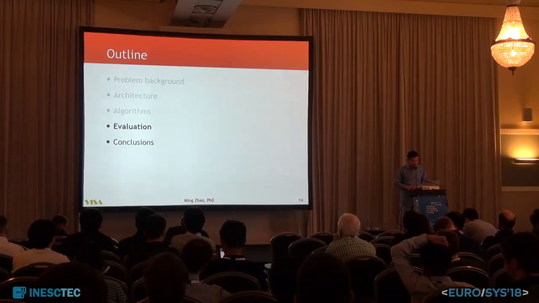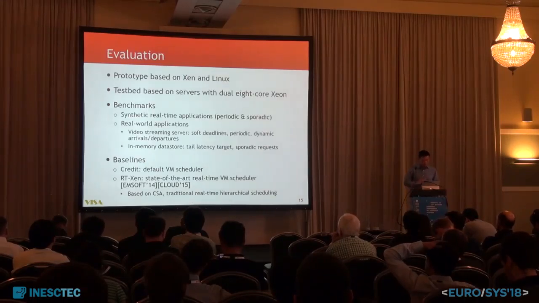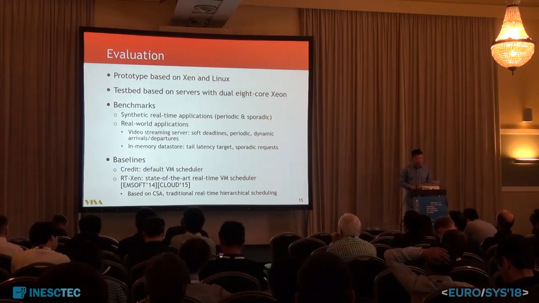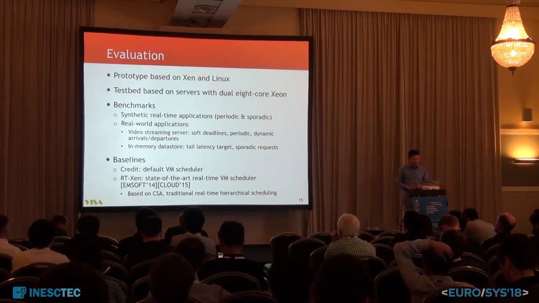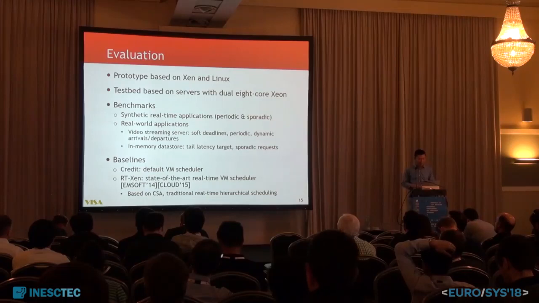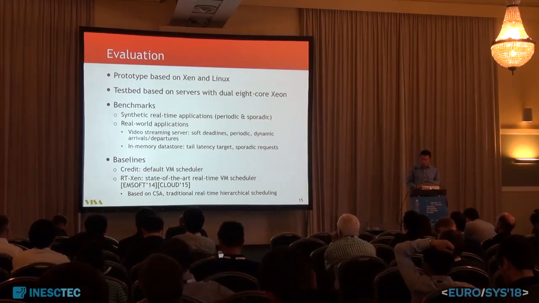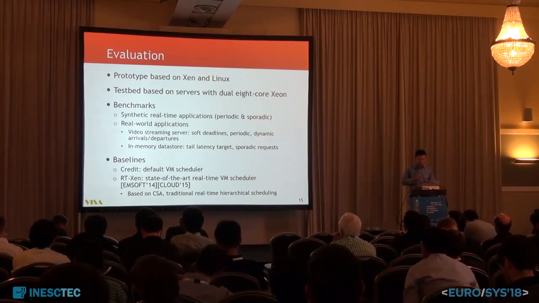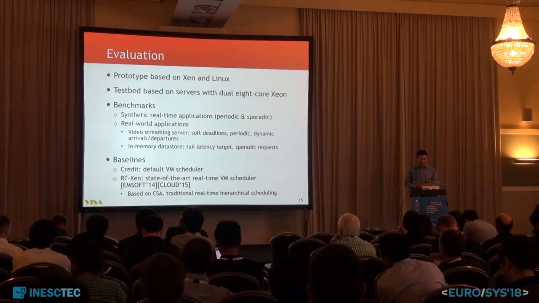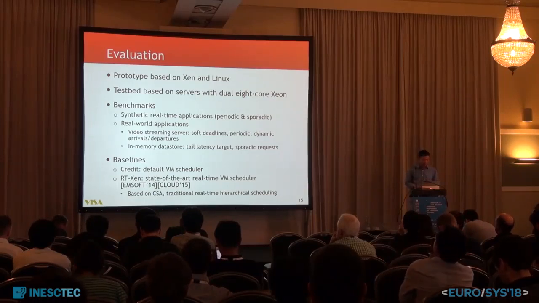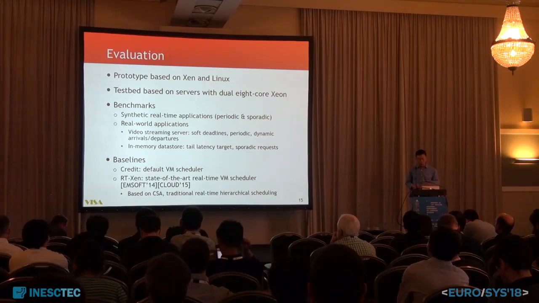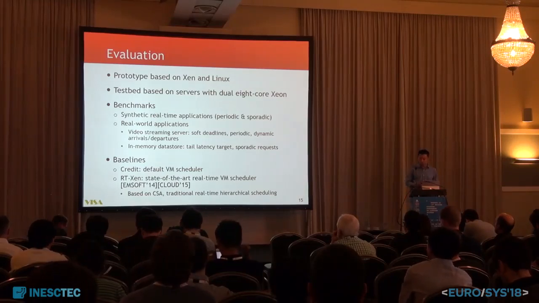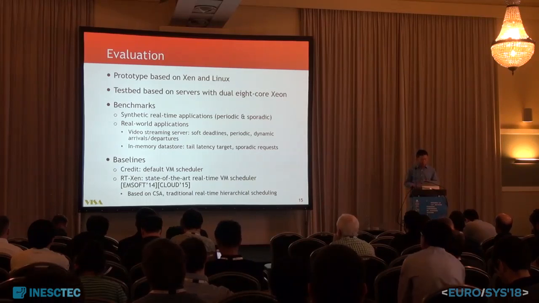So now let me present our evaluation results. We built our prototype based on Xen and Linux, and we consider a variety of benchmarks. I will explain them shortly when I present the results. In summary, we have considered both synthetic applications, which allow us to vary the parameters conveniently, and real-time applications, including both a video streaming server that has soft deadlines, and an in-memory data store, memcached, that has a tail latency target.